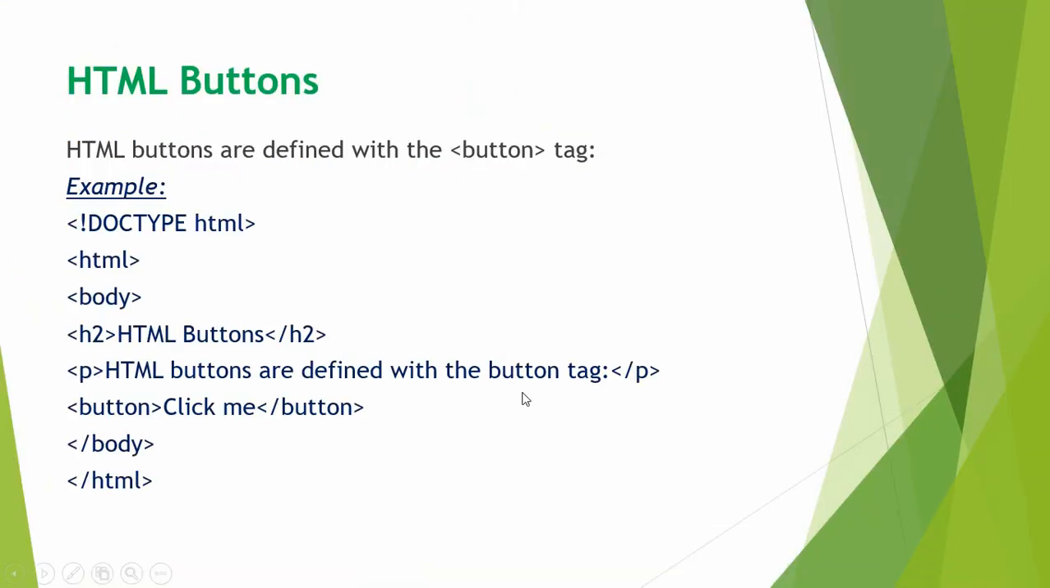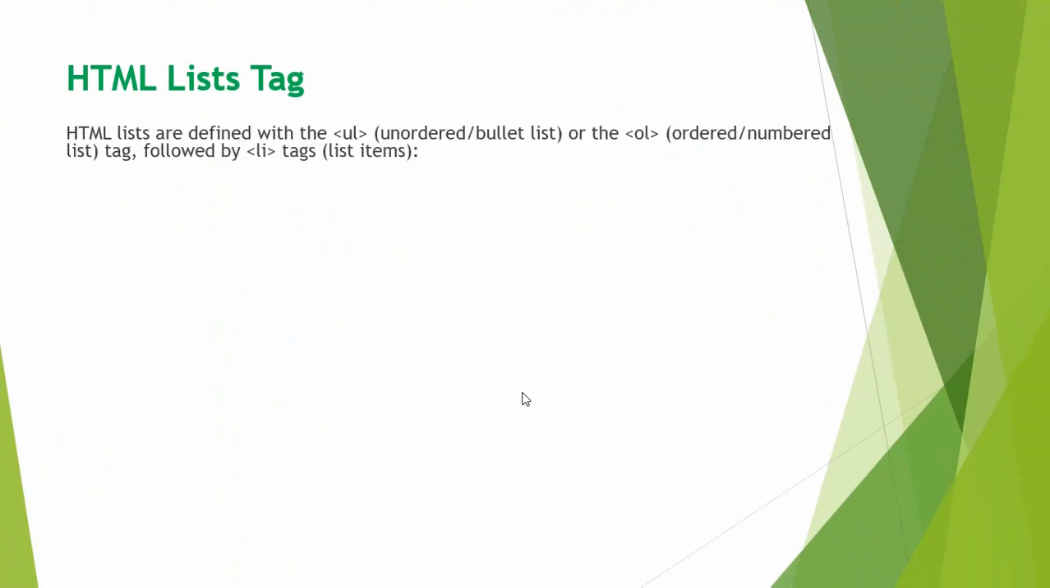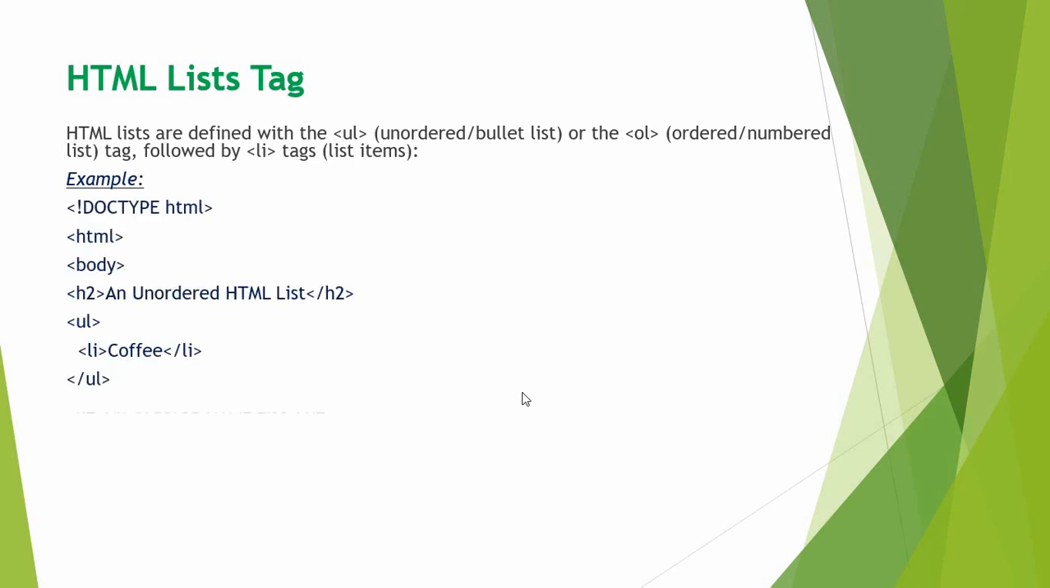then next, the HTML list tag. List tags are mainly used for giving a list in our HTML page. Okay, in list tags there are two types: ordered list and unordered list. For the unordered list the code is UL. The ordered list code is OL.